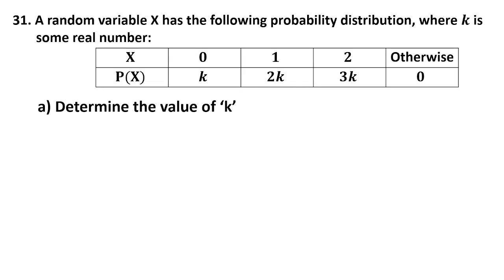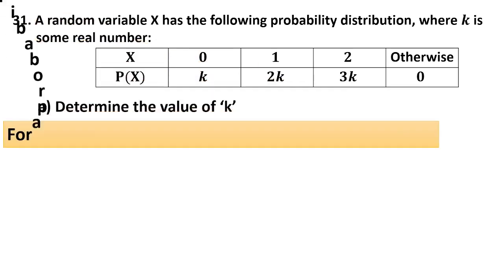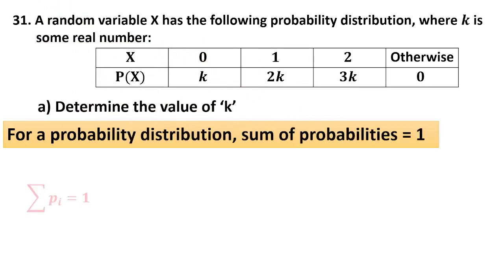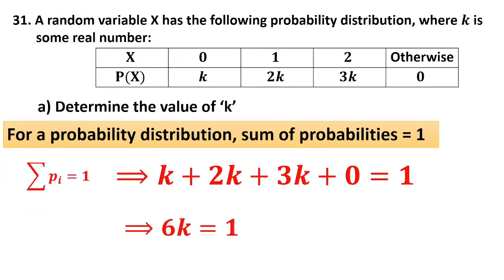Let us move on to question number 31. A random variable has a probability distribution like that. Determine the value of k. You know that the sum of the probabilities is equal to 1. Therefore, 6k is equal to 1, k is equal to 1 by 6.